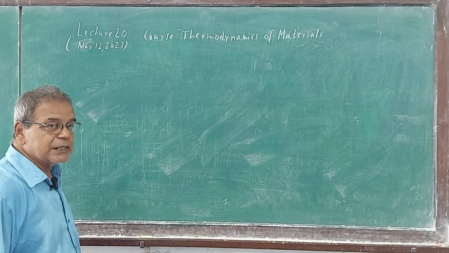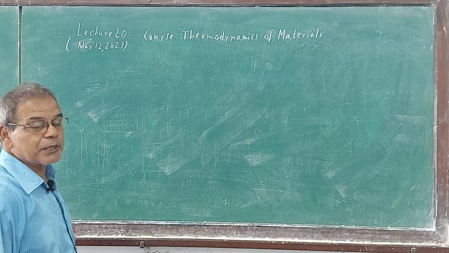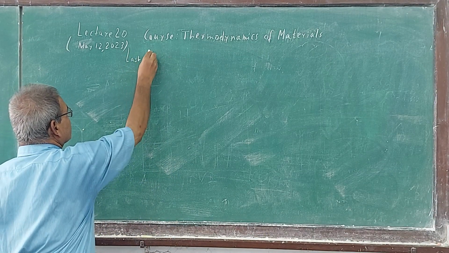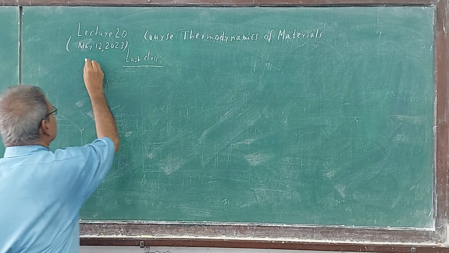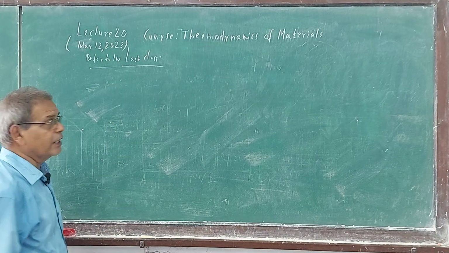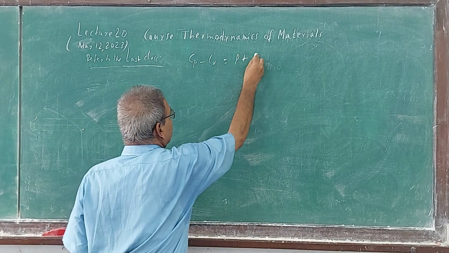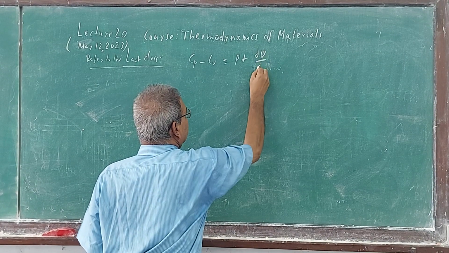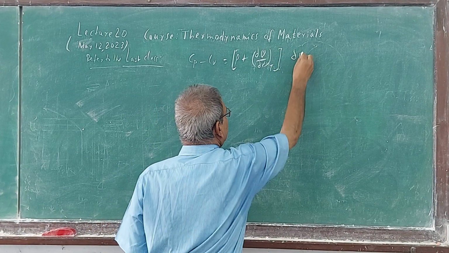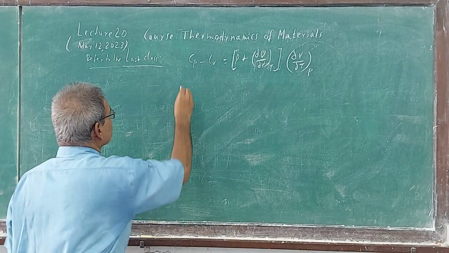Last day we were discussing the relationship between Cp and Cv through the expression of Cp minus Cv. Refer to the last class. What is that? I tell you, Cp minus Cv is P plus del U del V at constant temperature times del V del T at constant pressure. This was our relation. This is the general relationship.